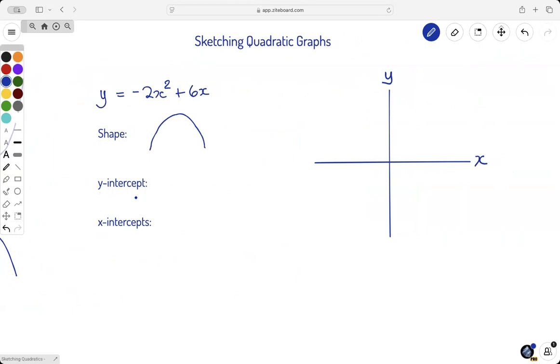To find the y-intercept, every point on the y-axis has an x-coordinate of 0. So if I put in x equals 0 into here and to here, then y is equal to 0. Likewise, all of the points on the x-axis have a y-coordinate of 0, so I'm going to make the y equal to 0 in the equation.